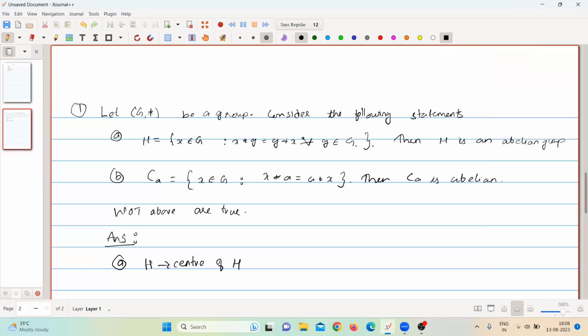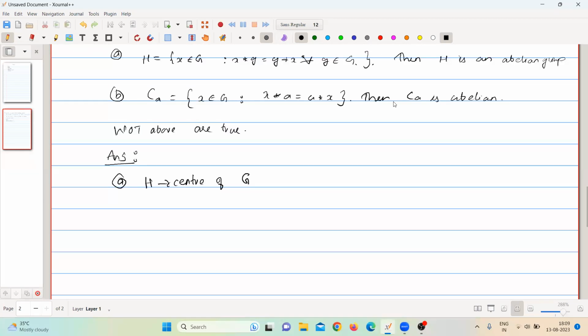Okay, so H is the center of G. We need to check whether H is abelian or not. What is the condition to be checked for any two elements x1 and x2 in H? We need to prove, or disprove, that x1 star x2 equals x2 star x1. If this condition is satisfied, we can say H is an abelian group.